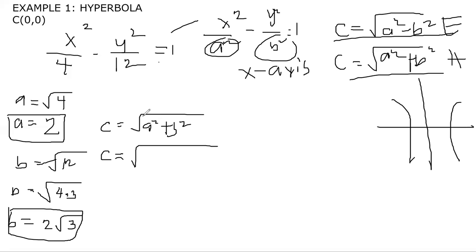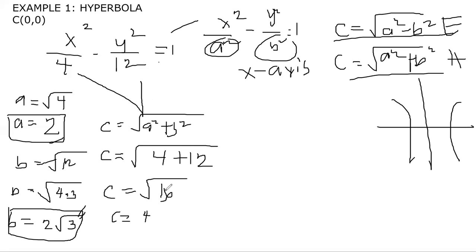Or just simply direct ka na dito para hindi ka na mahirapang i-simplify pa itong mga to. So, 4 plus 12. What is 4 plus 12? That is 16. What is the square root of 16? That is 4. So, our C is 4. So, kompleto na yung ABC natin.